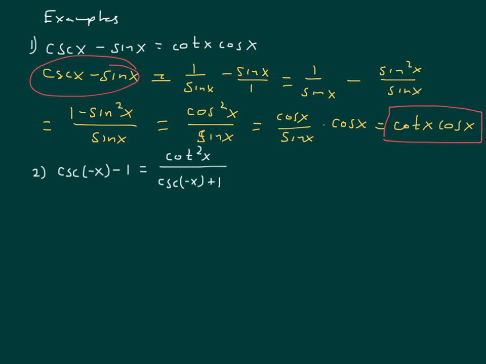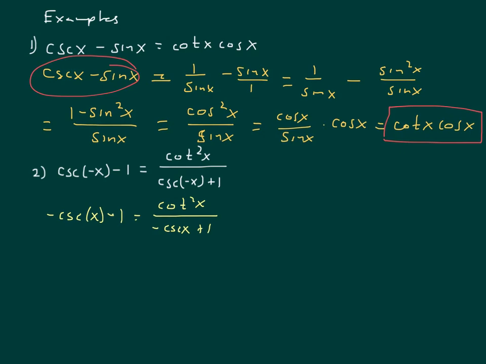Now let's take a look at this second problem. In this case, what I'm looking at is cosecant of negative x minus 1, or the opposite of x minus 1, equals cotangent squared over cosecant of the opposite of x plus 1. The first thing I'm going to do here is deal with that negative angle. And so I know that's going to be negative cosecant of x minus 1 equals cotangent squared x over negative cosecant x plus 1.